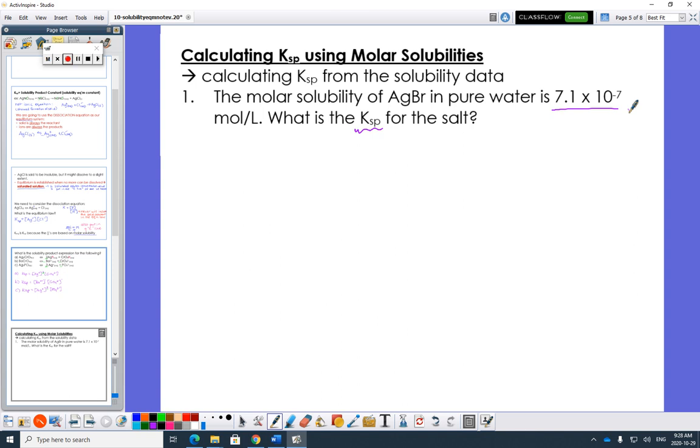So it says the molar solubility of AgBr in pure water is 7.1 times 10 to the negative 7. So it does not say that that value goes at equilibrium like it did in the other questions. So when you see molar solubility, you have to be thinking that's the maximum amount that's going to dissolve. Where is the saturated solution going to be? Equilibrium, okay?